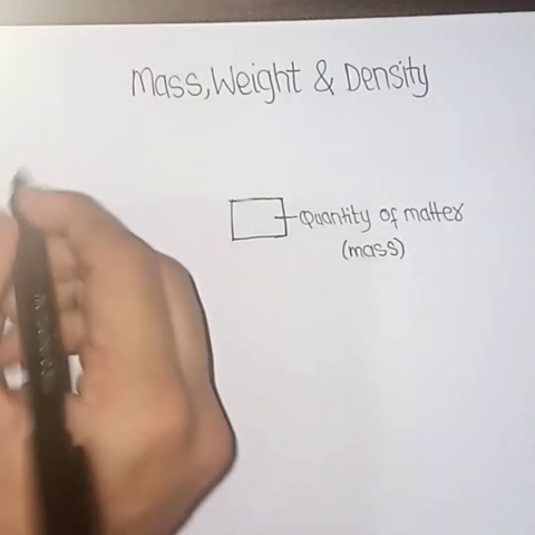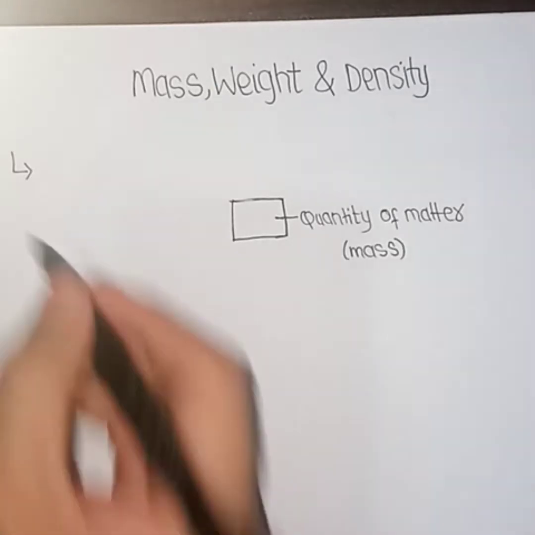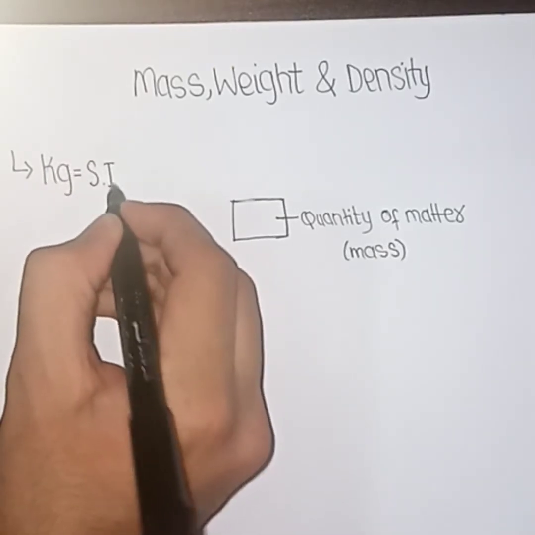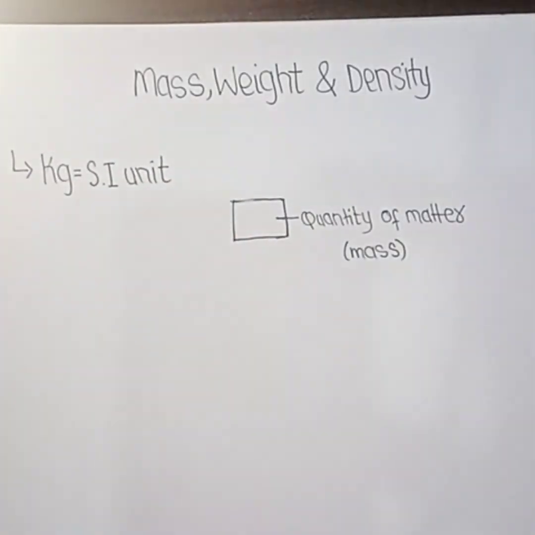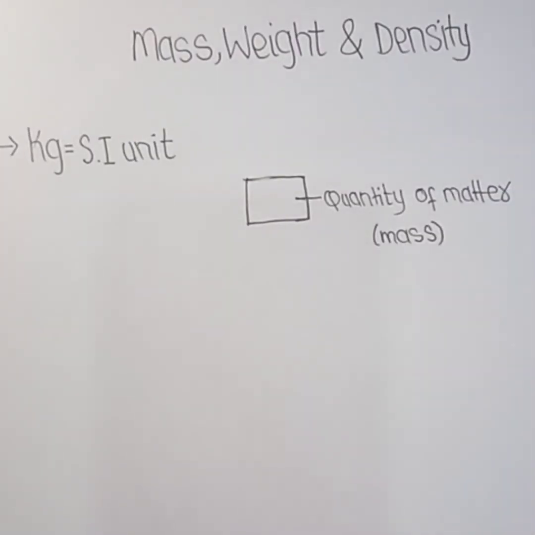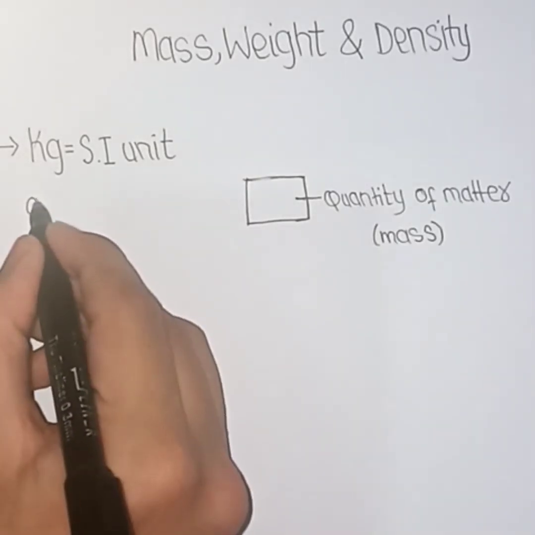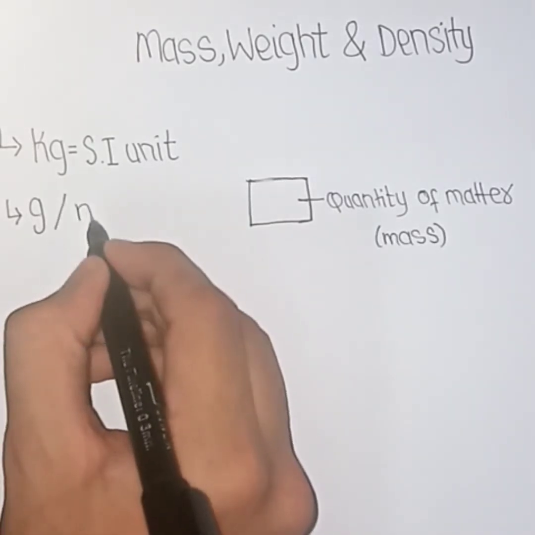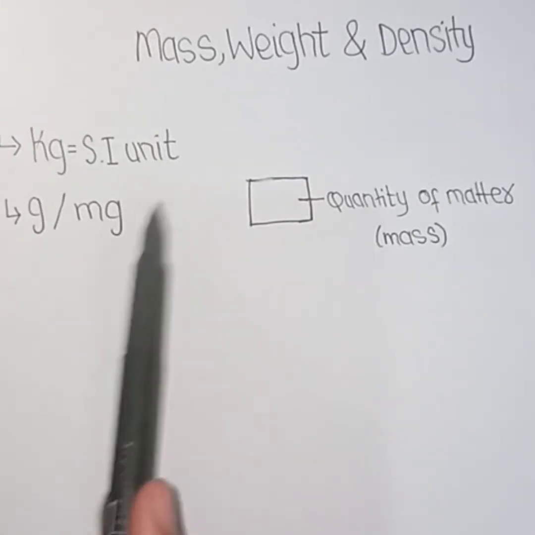Now, the most important thing we need to understand is what is the SI unit of mass. The SI unit of mass is always kilogram. You need to memorize it. So the SI unit of mass is kilogram. For smaller masses, it is also calculated in gram or milligram. We can also use these units for mass.